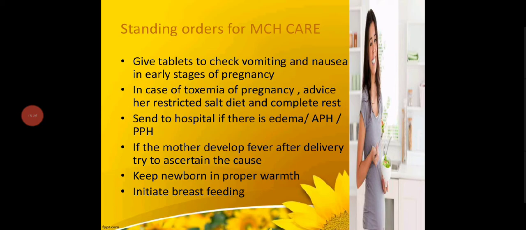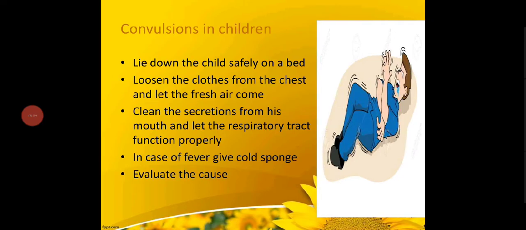Then keep the newborn in proper warmth and initiate breastfeeding. Convulsion in children: lie the child down safely on the bed, loosen the clothes from the chest and let the fresh air come so that he can breathe properly. Clean the secretion from his mouth and let the respiratory tract function properly. Okay? You can place the person to sleep in the left lateral position.